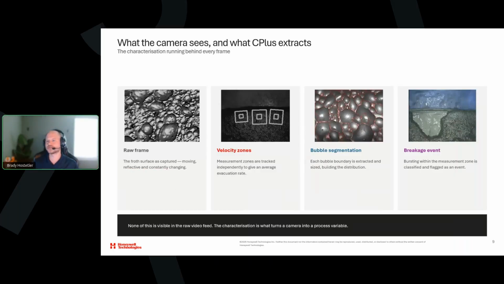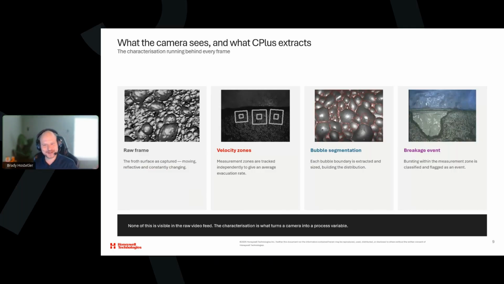All right, so let's dive into what our software then is doing with these images. On the far left is the raw frame. Many of you have probably seen a flotation cell before. This is obviously what the camera sees, but it's a constantly changing surface, right? And on its own, it's obviously telling the controller nothing. It's like a kid going, look, there's bubbles. There's not much you can do with that.